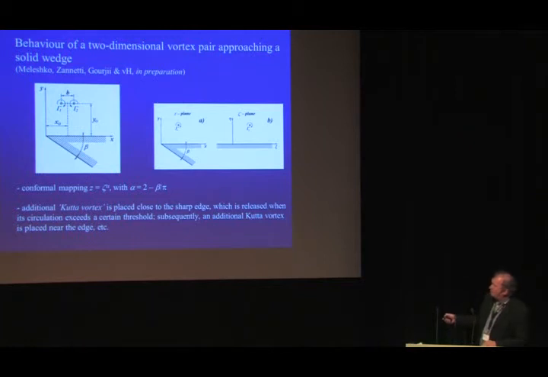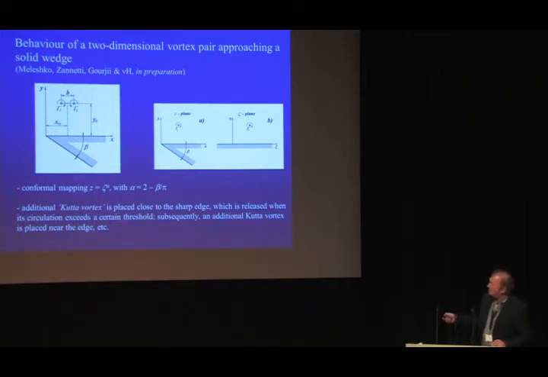So we mapped this to a plane in which we in fact opened up the wedge to a half plane. And then it's easy to introduce a mirror vortex in order to represent the plane. And what we did is we introduced a Kutta vortex. That's an additional point vortex that was positioned close to the sharp edge in such a way that its strength was adjusted in such a way that it removed the singularity at the corner. So it's just like the Kutta condition in aerofoil theory.